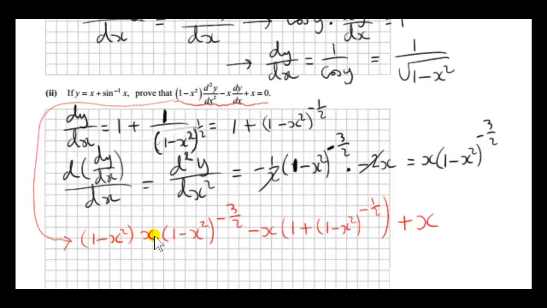Okay, I'll just take this x to the front in this product here. And we have (1 minus x squared) to the power of 1 times (1 minus x squared) to the power of minus 1 and a half. Well, 1 minus 1 and a half is minus a half.